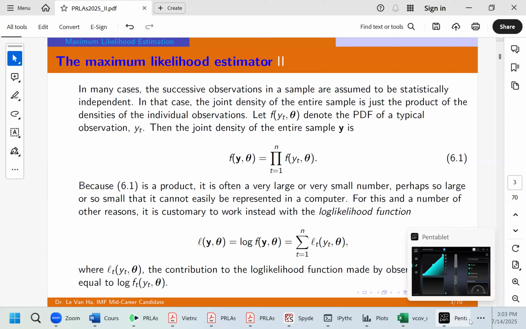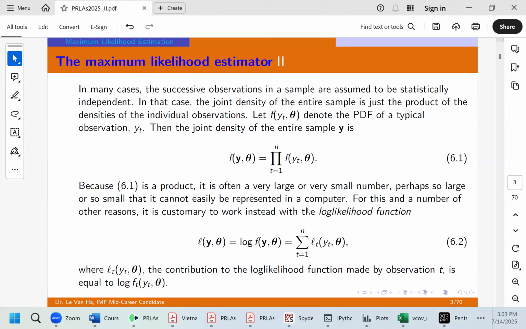So this is the part where you define the likelihood and the log likelihood. That is to take the log. When it is a product, if you take the log, it will become a sum, right? This is something you already know.